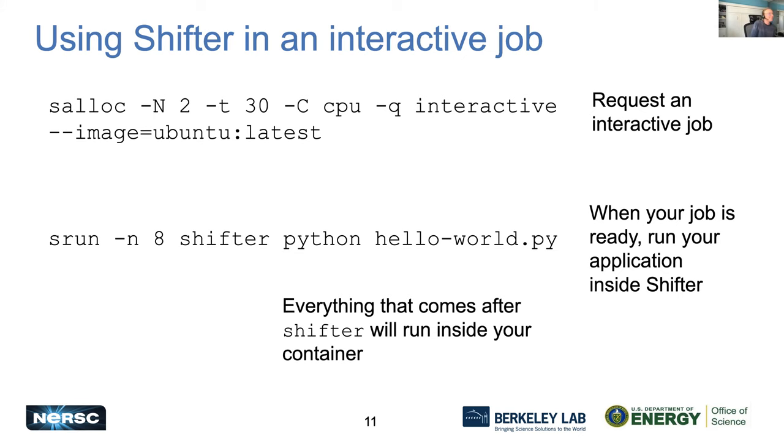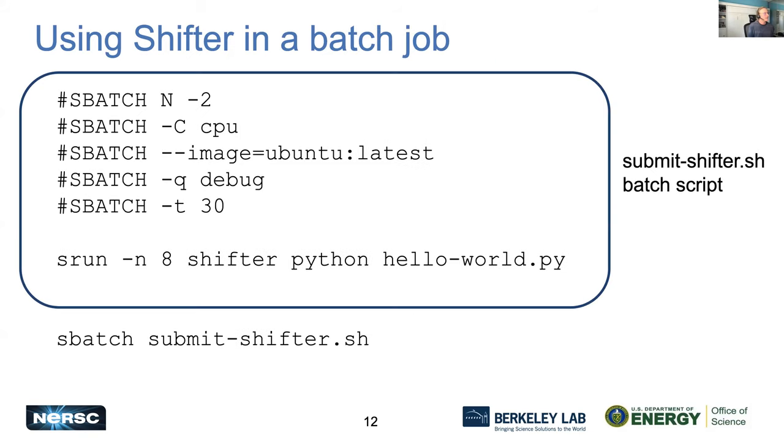Shifter, because you've already requested this image, will automatically use the image that you've asked for, and anything that follows the Shifter command will occur inside the container. So pretty easy, hopefully. It looks pretty similar in a batch job, so we'll just change around the salloc syntax for the sbatch directives. So we'll have the image request up here. And then once your job is ready to go, the same command will run inside your container, and you'll just submit that like you would any batch script.